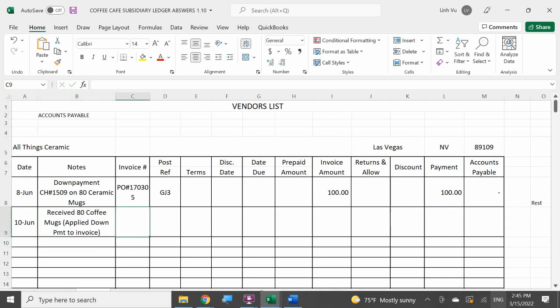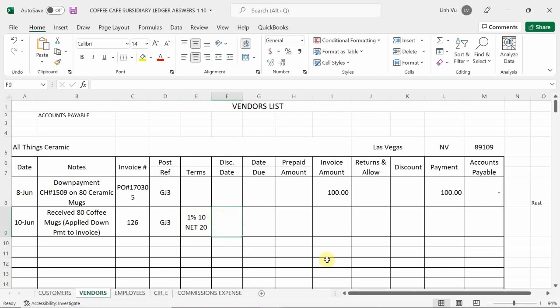Right? So in this case, what was the invoice number? 126. Where did this transaction happen? On my general journal 3. Was I given terms? Yes, I was. I was given a 1% opportunity discount if I paid within 10 days. If not, the bill is due in 20 days. So therefore, what is going to be the date that would be my last day to get this 1% discount?